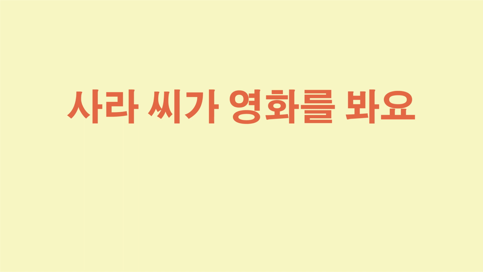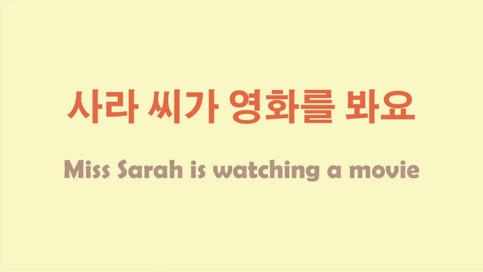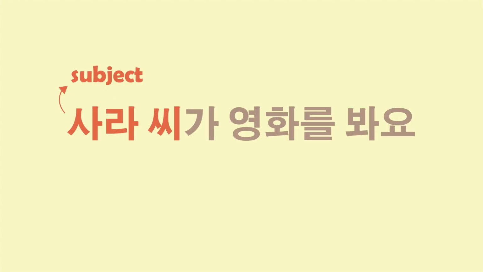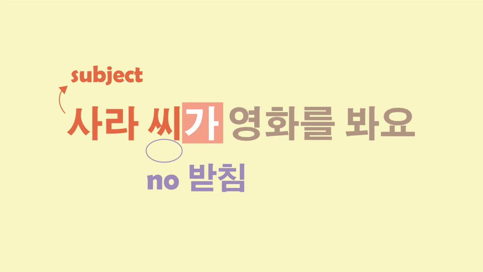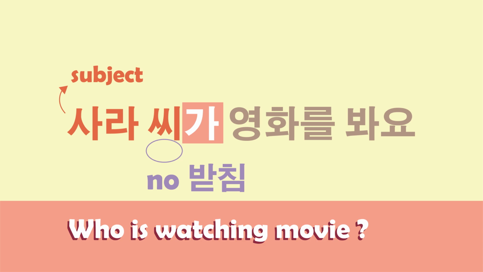사라 씨가 영화를 봐요. Miss Sarah is watching a movie. 사라 씨 is the subject and it has no 받침. So we added 가. This sentence can be the answer to the question, who is watching a movie?